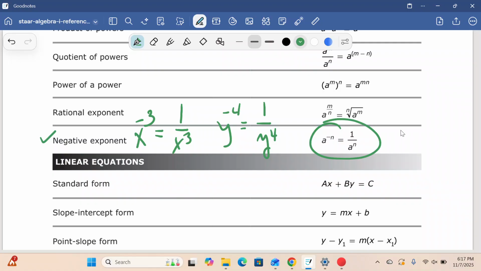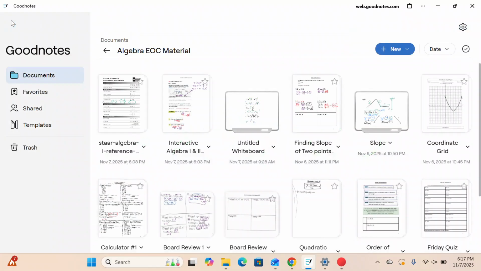So let's go ahead and get into some of the problems. Let me go ahead and get out of here, and then let me pull out the exponents one.